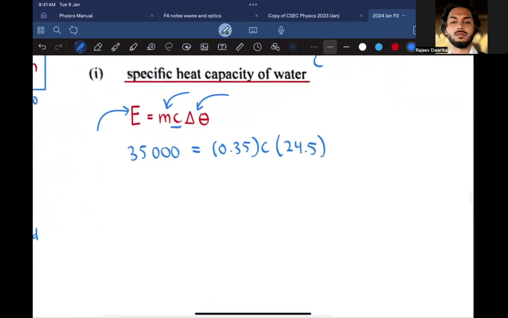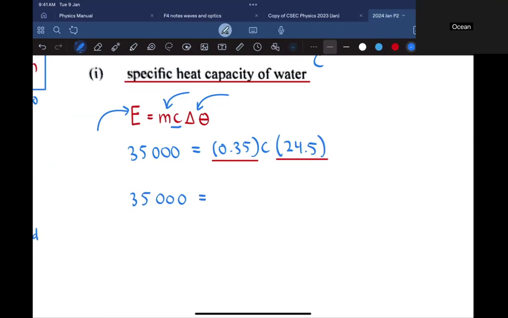Let me just simplify this. On the right hand side, everything here is being multiplied. So let's put 0.35 by 24.5. Plug that into the calculator and let me know. I got 8.575. Again? 8.575. 8.575.